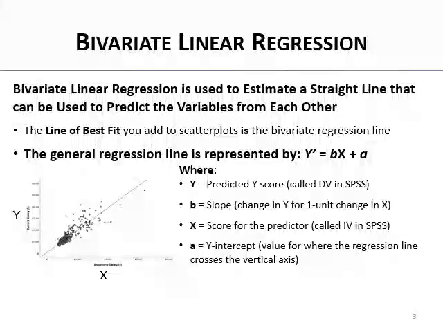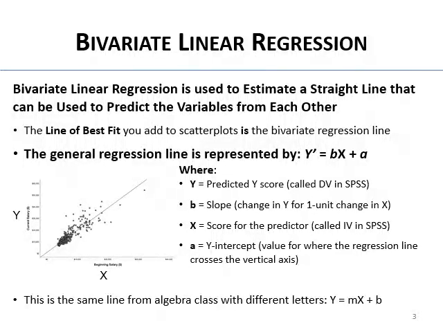A is just where that line crosses the y-intercept. So if it crosses at 0, it's 0. If it crosses at 100, it's 100. That's all A is. In that equation, y equals bx plus a, SPSS will estimate b and a for you. It turns out this is the same thing from algebra back in high school: y equals mx plus b. They just swapped out some letters because they like to do that to us.